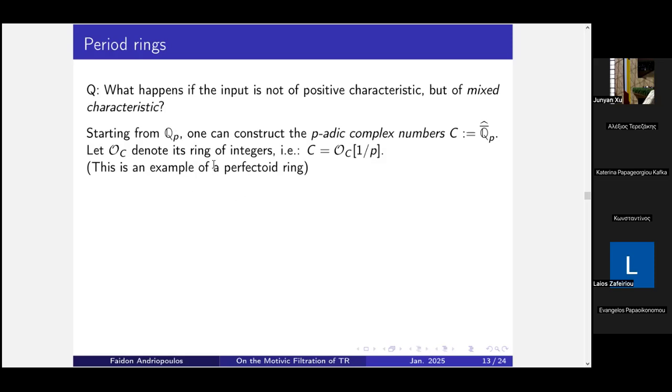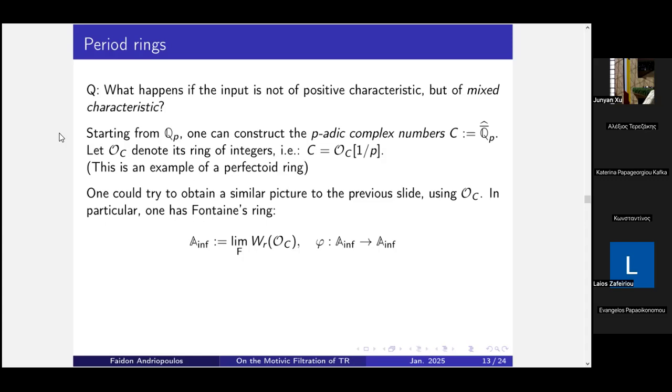By the way, if this means anything to anyone, this is a standard example of a perfectoid ring. So in particular, Fp is a perfect ring in the setting of characteristic p. O_C shares some similarities, but in the realm of algebra in mixed characteristic, not positive characteristic. So one could try to do something similar to what we did in the previous slide, but instead of using Fp, we can try to use O_C. Okay.